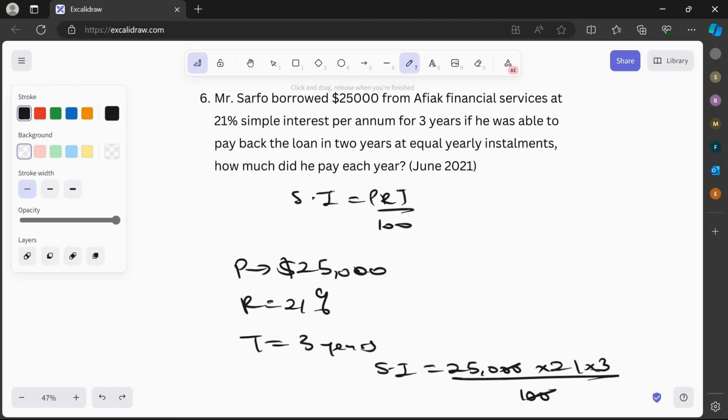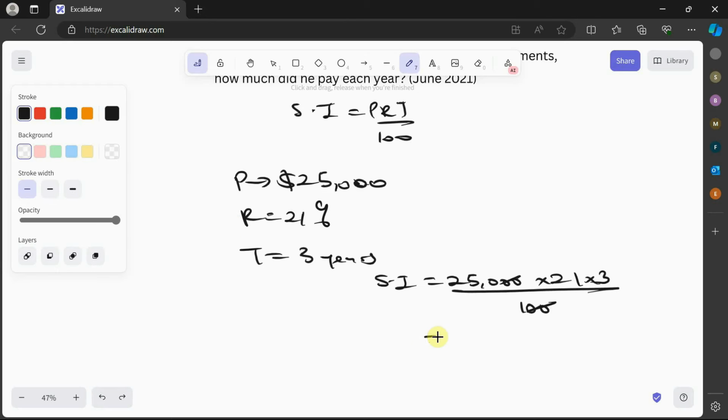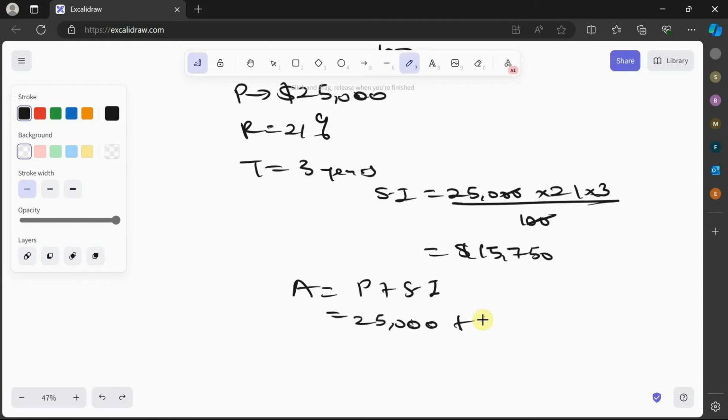So this will cancel the 2 zeros of it. So that will be 250 times 21 times 3. So this is $15,750. This is just the interest. So the total amount that you should have paid back will be the principal plus the simple interest. And that will be what? 25,000 plus 15,750. And that is $40,750. So this is the amount that you should have paid back.